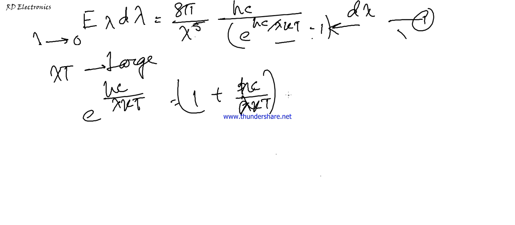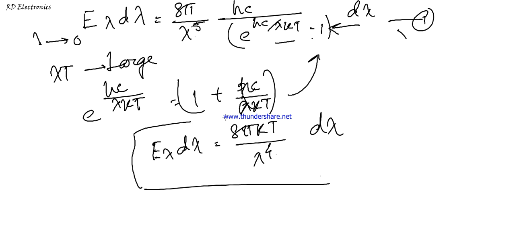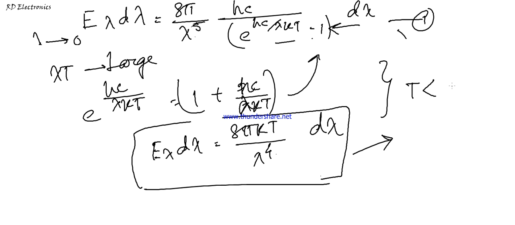Now putting this value in the equation, the value of E lambda d lambda is 8 pi kT divided by lambda to the power 4 into d lambda. This equation is very important and is also known as the Rayleigh-Jeans formula. What we learn is that if the temperature is very small, Planck's radiation formula is converted to Wien's formula, and when the temperature is very large, it is converted to the Rayleigh-Jeans formula.